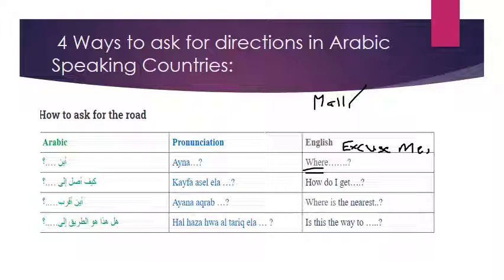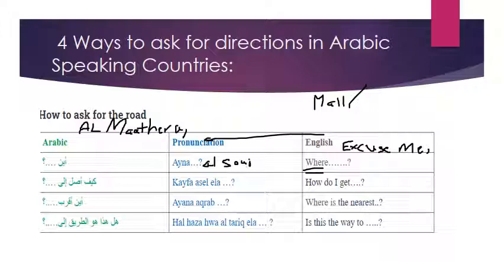What do you mean by excuse me in Arabic here? We mean by excuse me, al-ma'dhira. So al-ma'dhira, where means أين, and mall is al-mall. So أين al-mall, or we can say أين السوق. So we have 2 different ways to express mall in Arabic. Either we can say al-mall or we can say السوق. So أين al-mall or السوق.